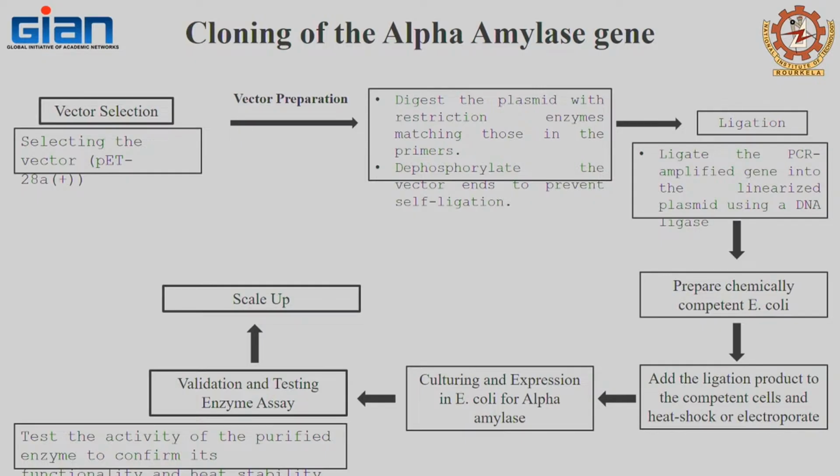After that, for the vector preparation, digest the plasmid with a restriction enzyme and dephosphorylate the vector to prevent self ligation. It's followed by the ligation process: ligate the PCR amplified gene into the linearized plasmid using DNA ligase enzyme, then prepare chemically competent E. coli, then add the ligation product into the competent cells and heat shock or electroporate. That's the method we use to transfer this particular gene. There are different types of gene transfer mechanisms.